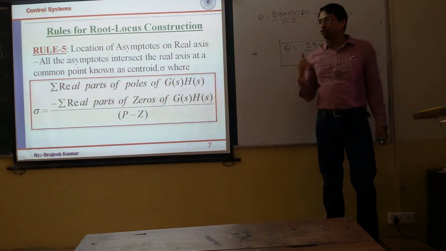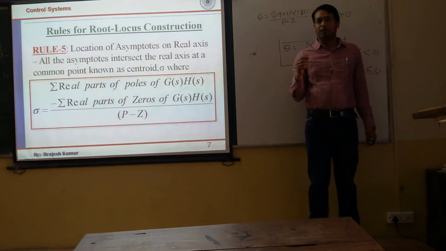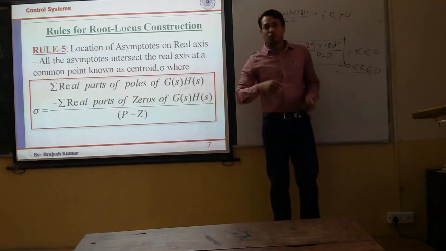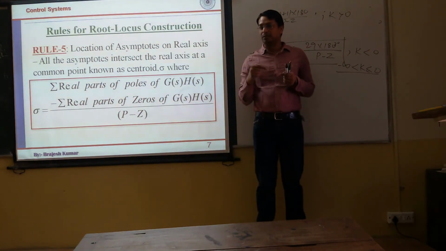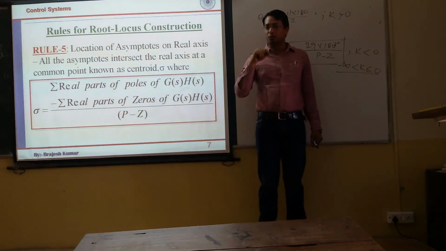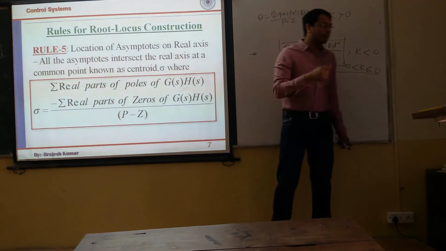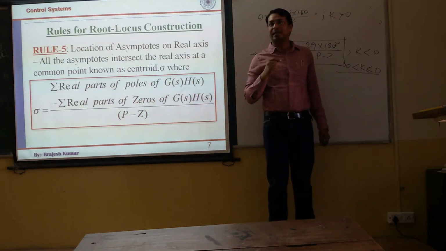Well, now coming to rule 5. We have just seen that our root locus is going to approach infinity. So it is going to break at some point, meaning one branch will move in one direction and another will move in another direction. So what is that point? It is the particular point which lies on the root locus and at which all the asymptotes merge. So it is the location of asymptotes on the real axis, meaning we are interested in finding the intersection point of asymptotes on the real axis.